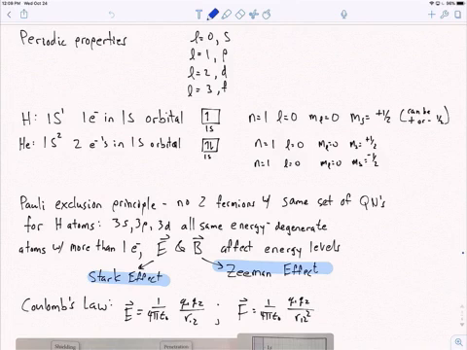And for hydrogen atoms or hydrogen-like atoms, the 3s, 3p, 3d, 2s, 2p, all the same n principal quantum numbers, these are known as degenerates. That means that they're all the same energy level.